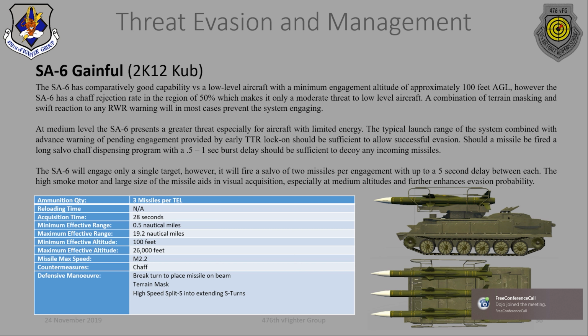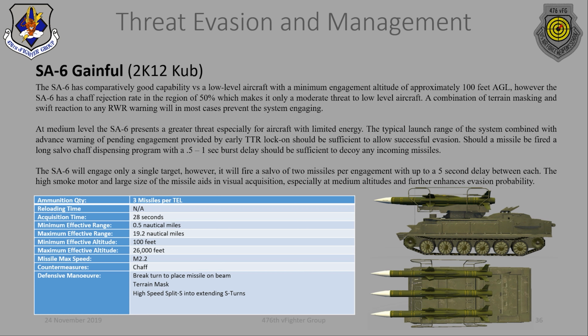Obviously, of course, being a command line of sight system, the number 1 guaranteed way to defeat it is the terrain mask. Effective out to just under 20 miles, relatively high missile speed, just over Mach 2, and quite a long burning motor actually, to be honest. The one saving grace you've got with the 6 is quite a long acquisition time.